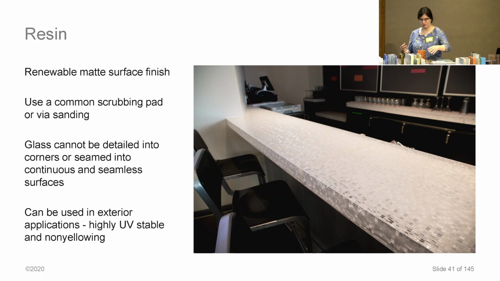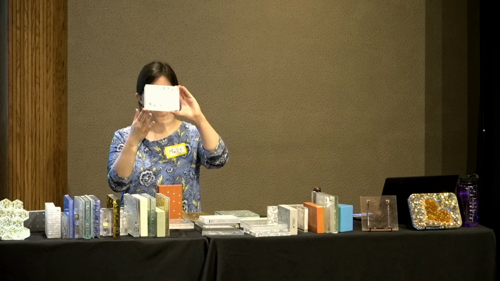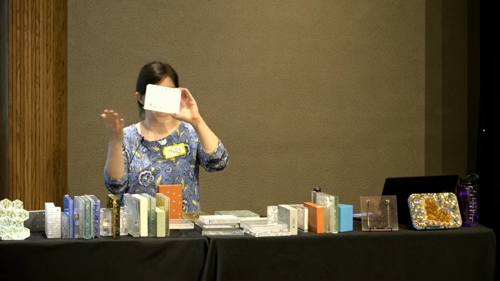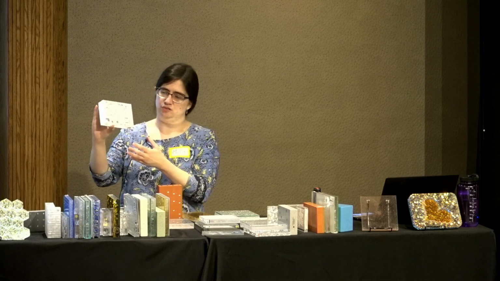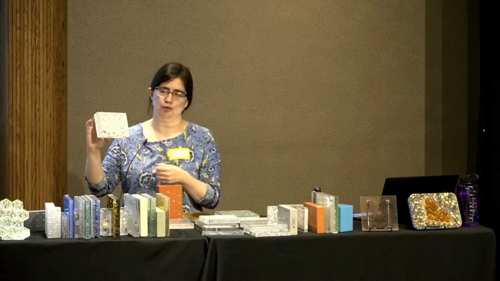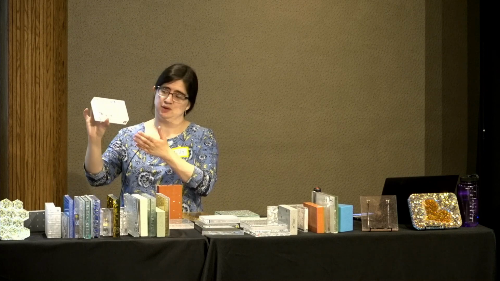Another nice aspect of the resin is its ability to be matted. The matte surface finish looks sort of like a frosting. It gives you a little bit more of a diffuse effect inside. But the thing that differentiates it from the frosted is that the matting is actually done by hand, using a hand sander, or even a common scrubbing pad.